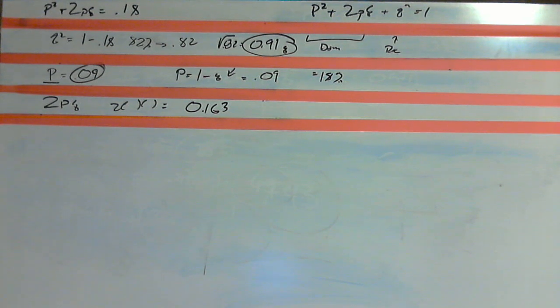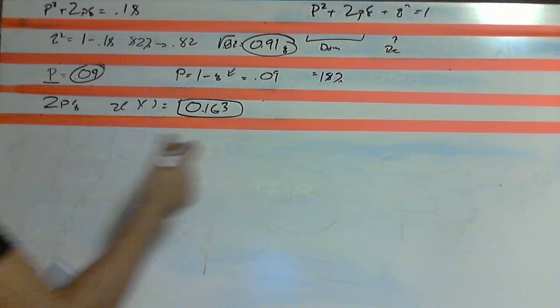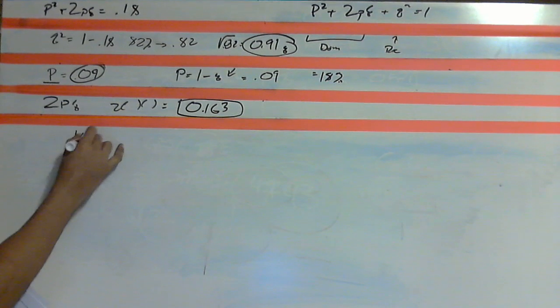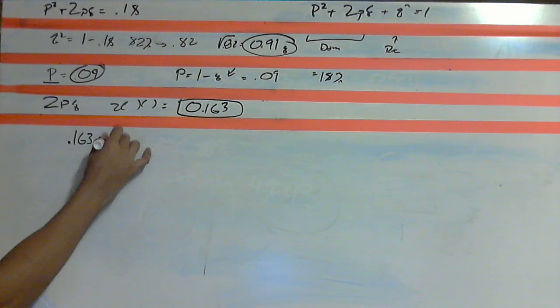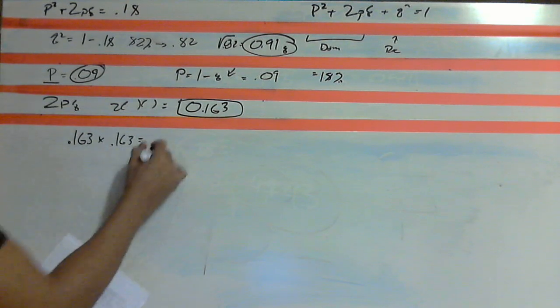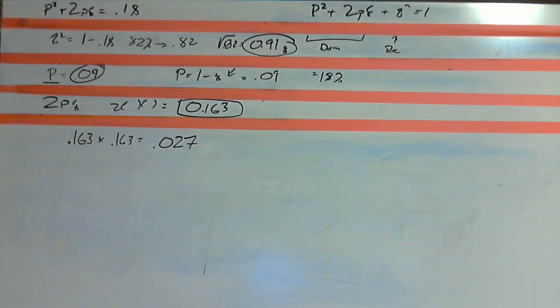Now they want to know what is the probability of 2 of these people mating together? We're going to say this times another one of these people. So 0.163 times 0.163 is going to equal 0.027. And that's the probability of 2 of these heterozygous individuals mating.